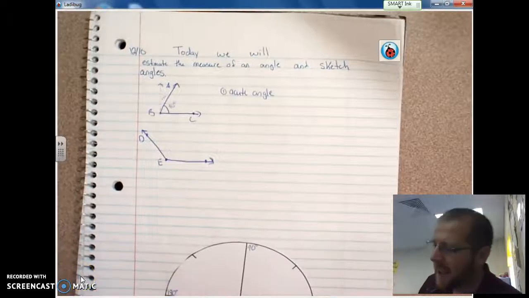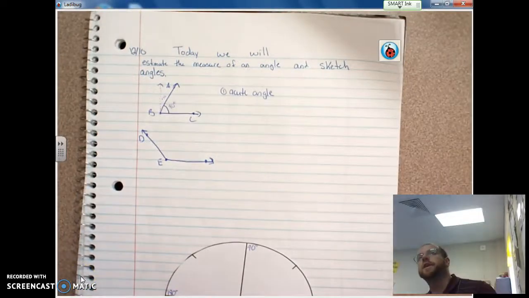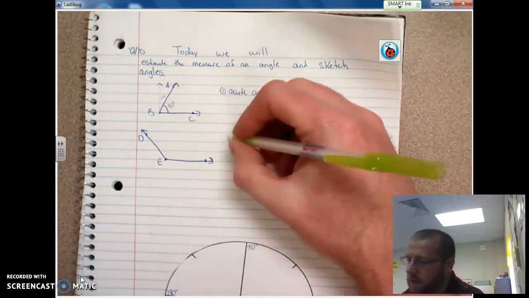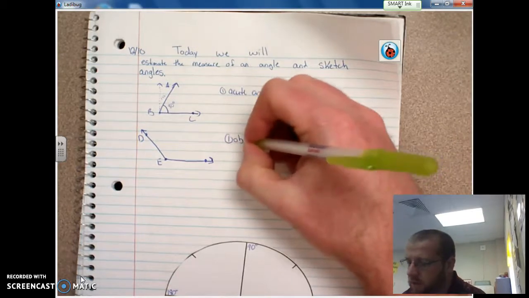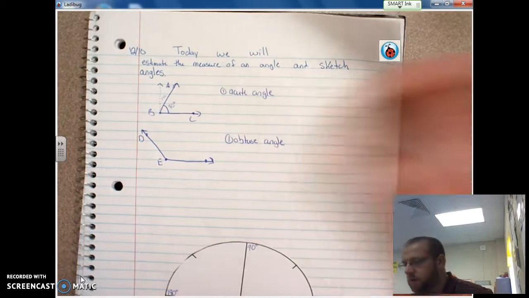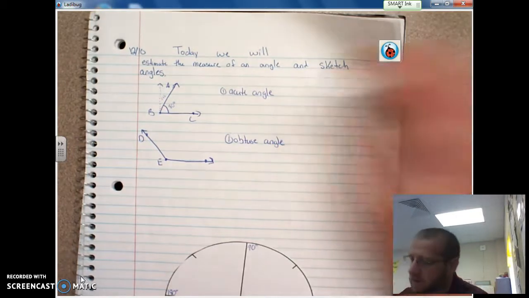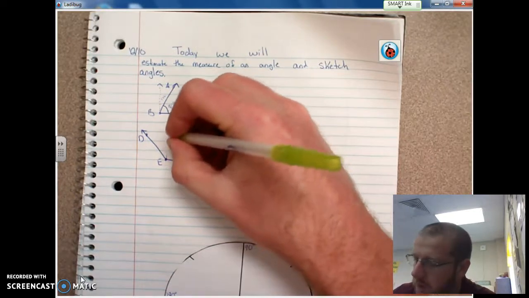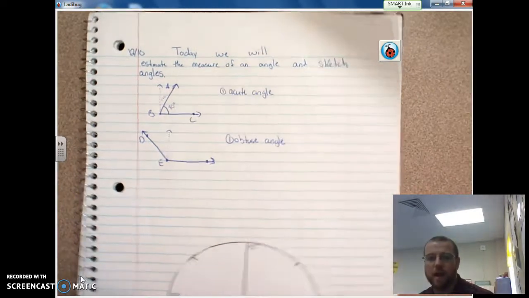So if I'm trying to estimate the measure of angle DEF, the first thing I need to do is figure out what type of angle it is. So this angle is an obtuse angle. Just the steps. It's just an obtuse angle. I know it's an obtuse angle because there's my 90-degree angle.